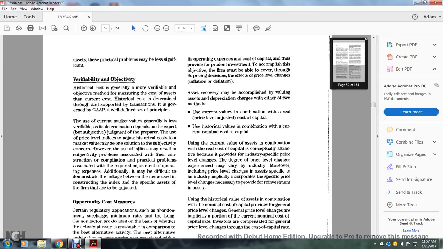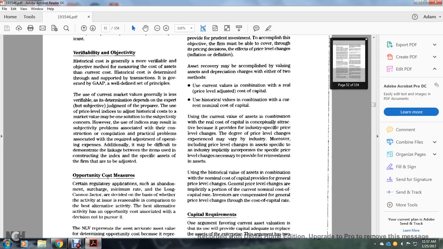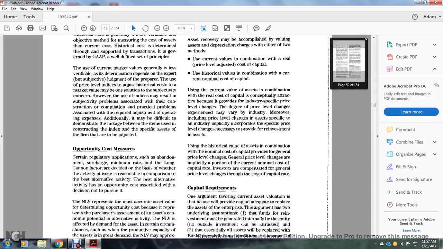However, the use of the indexes may result in subjective problems associated with their construction and compilation, and practical problems associated with the required adjustment and operating expenses. Additionally, it may be difficult to demonstrate a linkage between the items used in constructing the indexes and the specific assets of the firm that are to be adjusted.